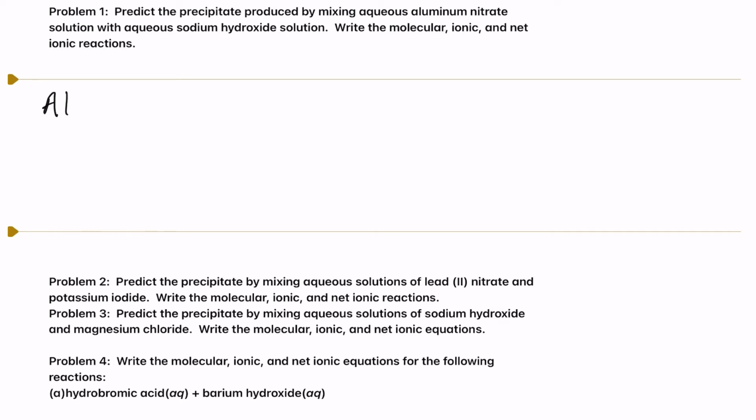In this module, we take a look at some different ways to balance ionic equations and also to measure and forecast molarity and titrations. In this particular problem, problem 1, predict the precipitate product by the reaction of aluminum nitrate with aqueous sodium hydroxide.